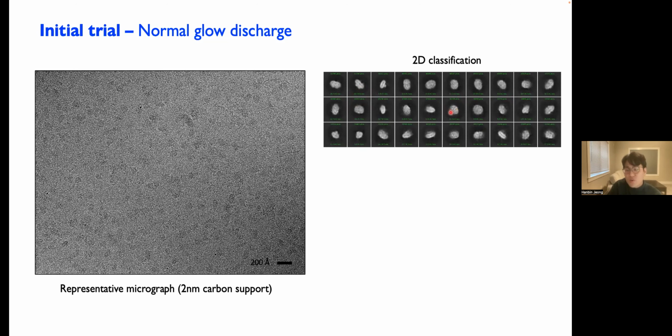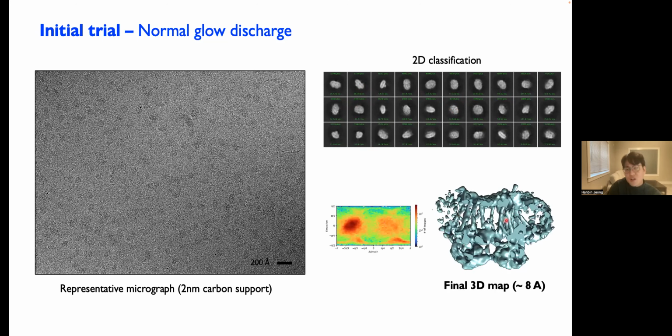And also, it is hard to observe the transmembrane helices in the detergent micelle. So finally, I could get around 8 angstrom resolution of the map, in which it is hard to see the features of transmembrane residues.